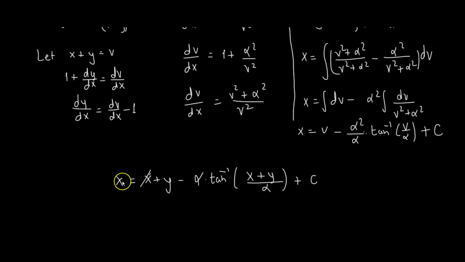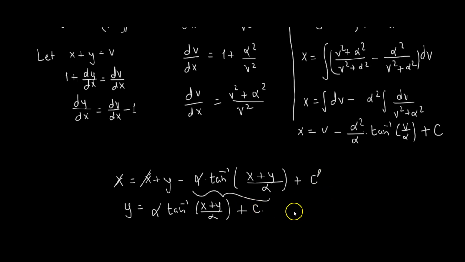So we can cancel out x from both the sides. So we finally get y equals alpha times tangent inverse of (x plus y) over alpha, minus c. If we take c prime, then minus c prime will simply be plus c. And this is the final solution to the given differential equation.